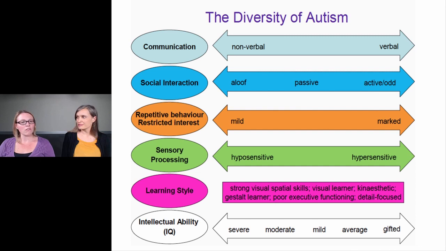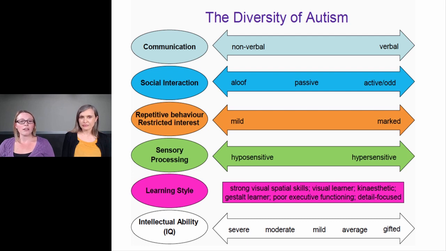So if we think about the diversity of autism spectrum disorders, this is a nice little diagram that helps you think about the fact that we are going to see a range of different presentations. If we think about the different domains of ASD diagnosis, we know that people with autism will have some difficulty in communication. That's part of the diagnostic criteria. But people can range from being extremely verbal and having excellent verbal skills, all the way down to people who might be non-verbal in their communication and have no language at all.